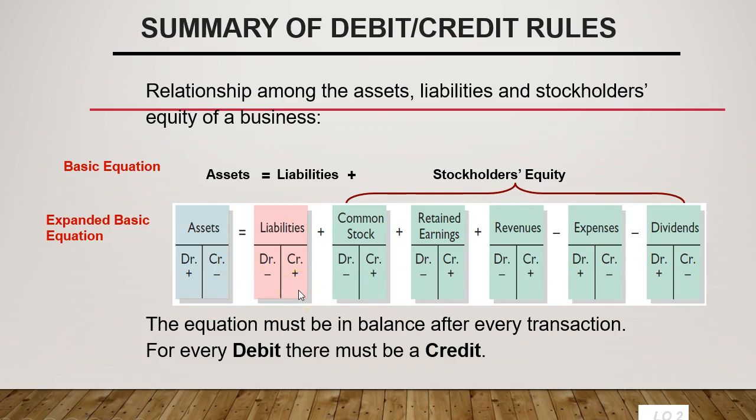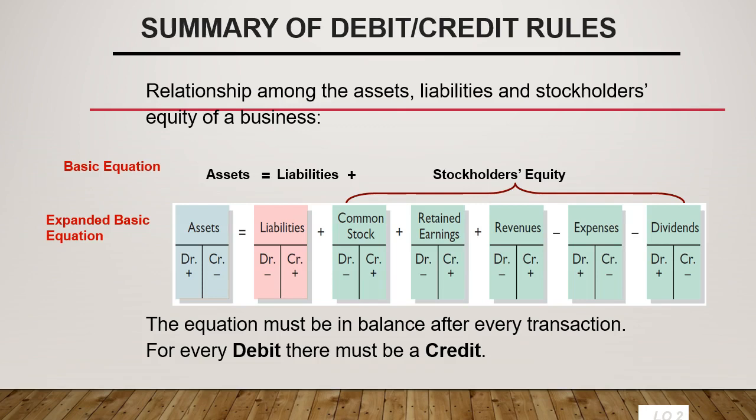Now, there are rules to this debit and credit process. What does that mean? It means that there are certain accounts that will increase on the debit side, while other accounts increase on the credit side. They're known as the rules of debits and credits.